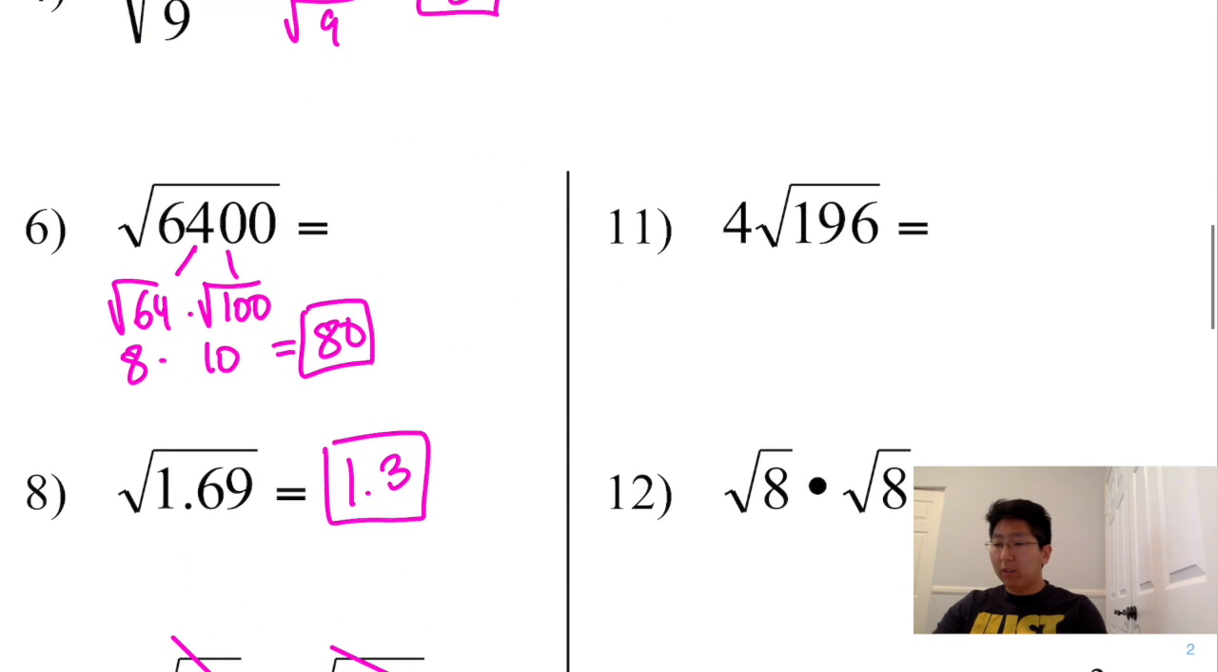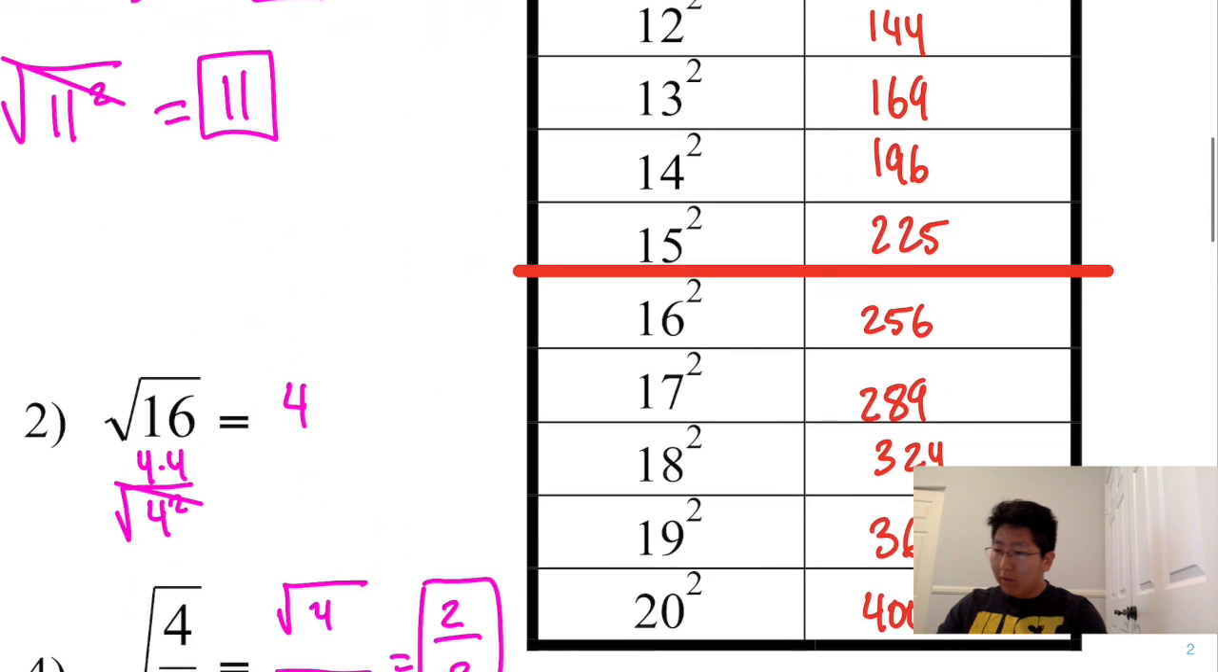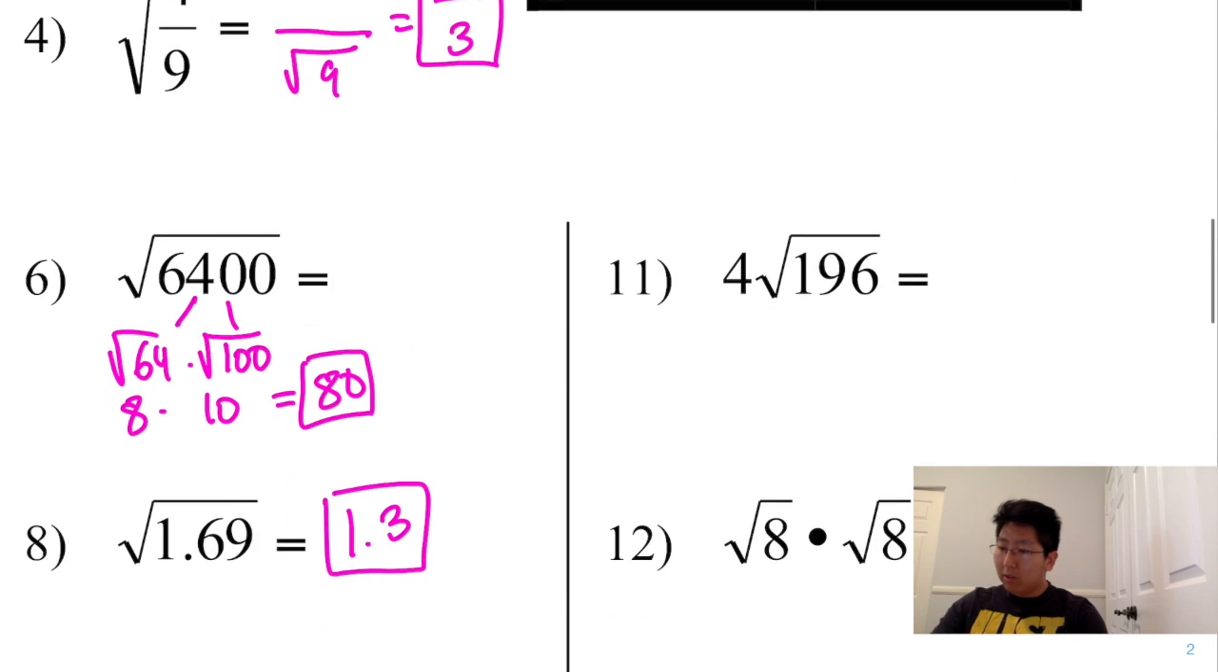There's a 4 outside of it. That's fine. But what's the square root of 196? 196 is 14. So this is going to be 4 times 14. 4 times 14 is 56.